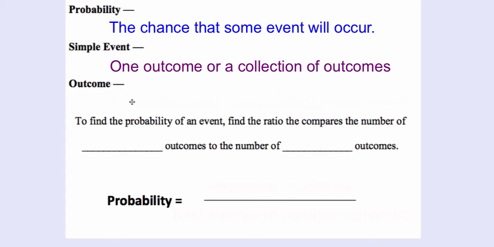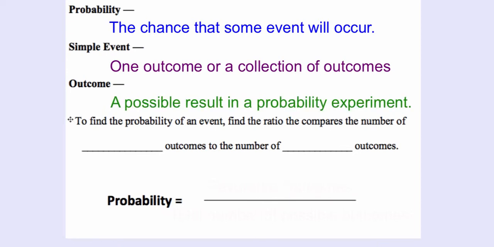And then that word outcome. It's a possible result in a probability experiment. So think of rolling a die, you could get a 1, 2, 3, 4, 5, or 6. Flipping a coin, you could get a heads or a tails. Drawing marbles out of a bag. Each of the different possibilities are one of the outcomes, something that could happen as a result.